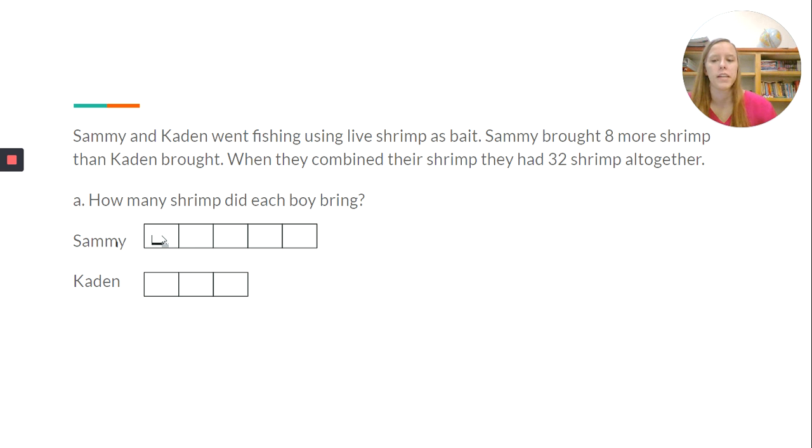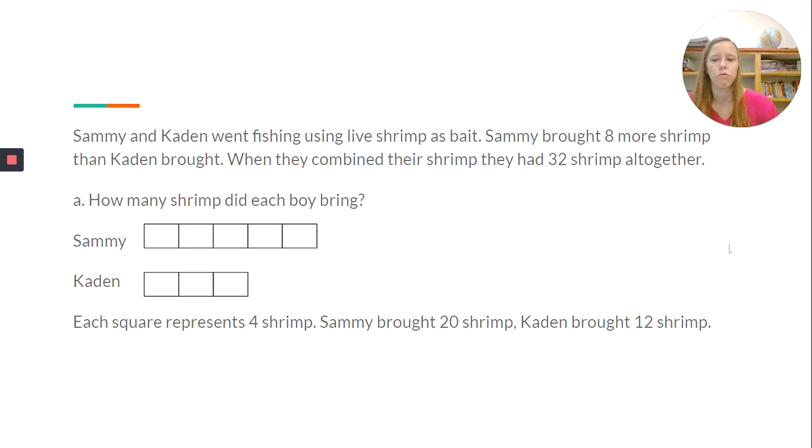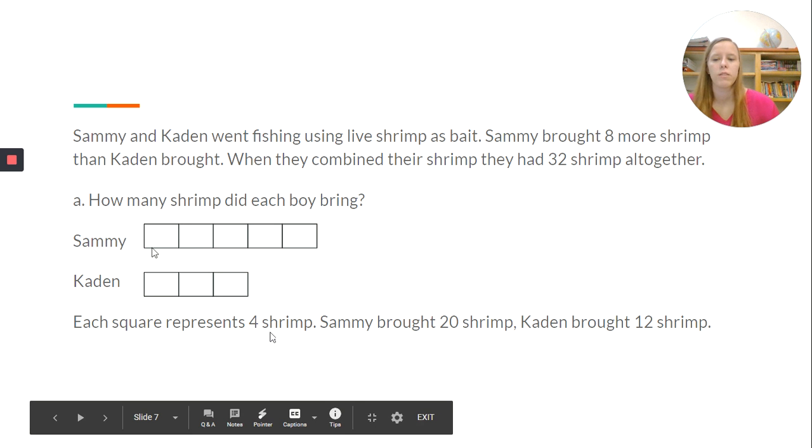So if we take Sammy's, 4, 8, 12, 16, 20, Sammy brought 20 shrimp, and we can count or just subtract to find out how many Caden brought. So Sammy had 20, 20 minus 8 is 12. So each square represents 4, Sammy brought 20, Caden brought 12.